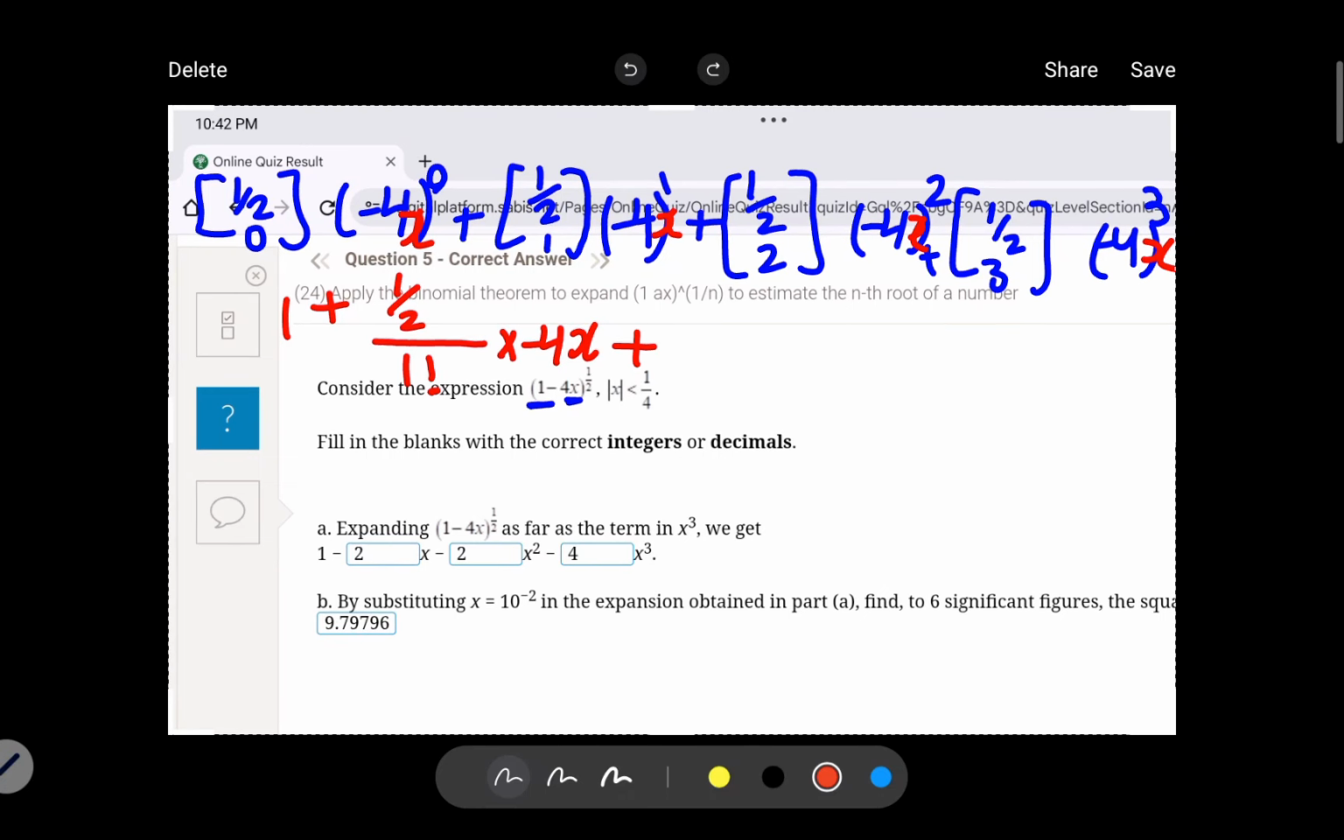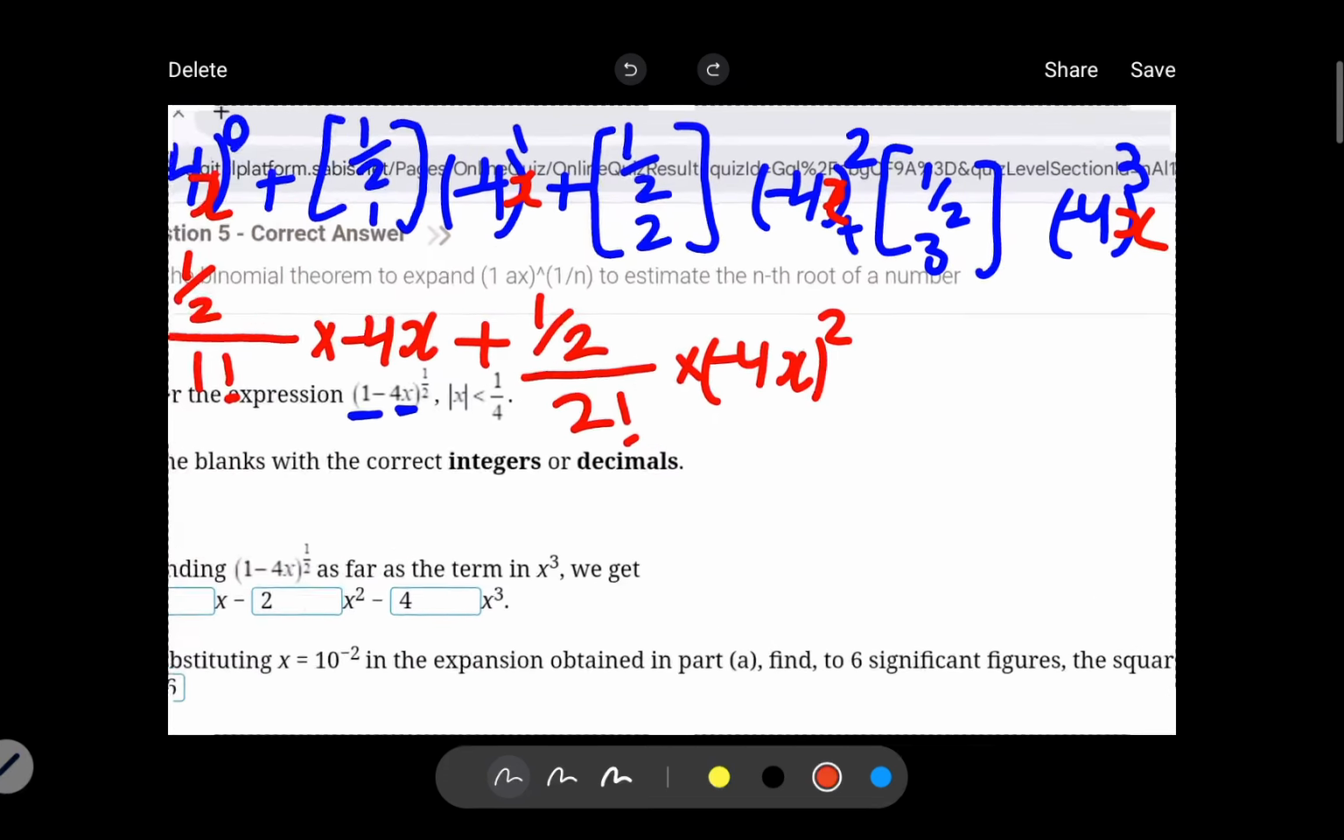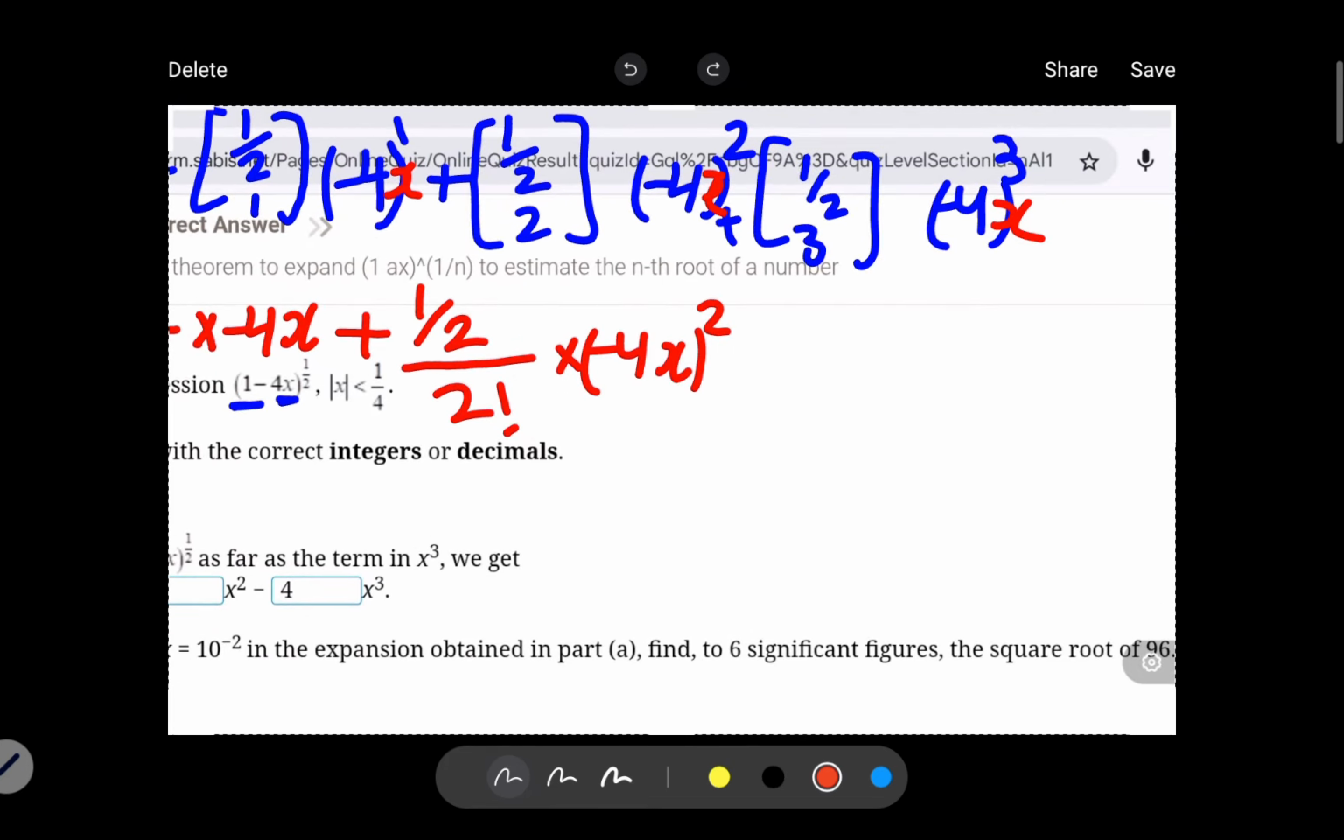Plus, now this is how you're gonna understand it. Look, every time you minus by 1, so 1 over 2 factorial, and then times negative 4x to the power of 2. Then 1 over 2. Oh wait, I forgot. Here. Don't forget this.